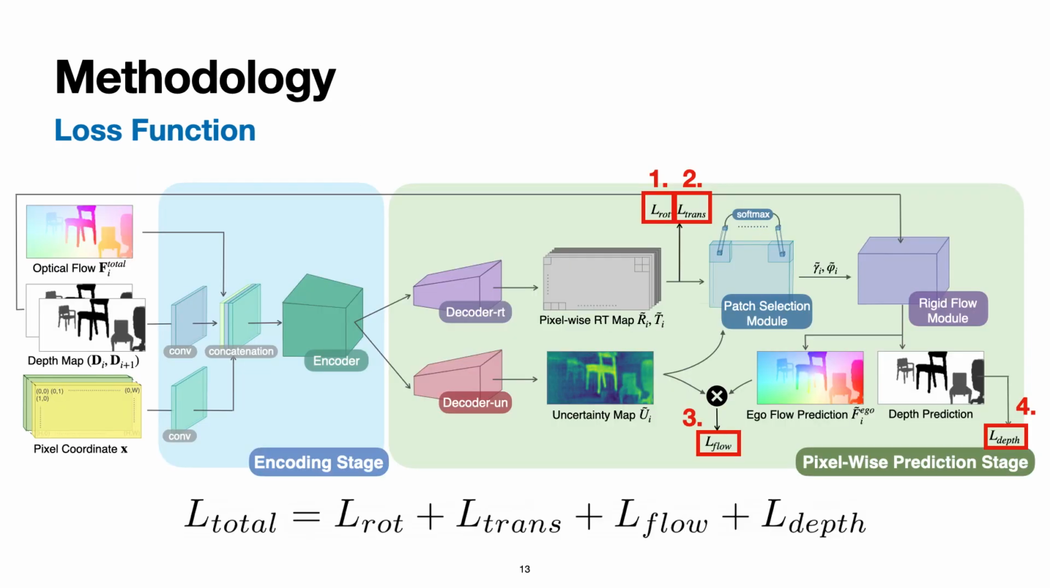Our loss consists of four parts. First and second are the rotation and translational losses, which are used to refine the pixel-wise based camera motion predictions. Third is the flow loss for the ego flow, which is reconstructed by the global estimated camera motion. The last one is the depth loss, which is the L1 distance between predicted depths and the ground truth depths. Combining these losses, we can train our network in an end-to-end fashion.